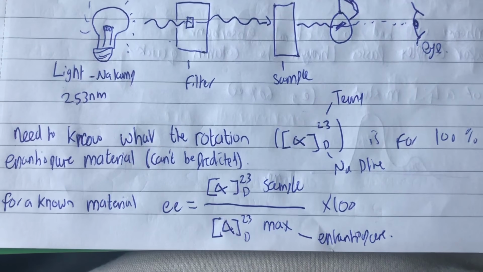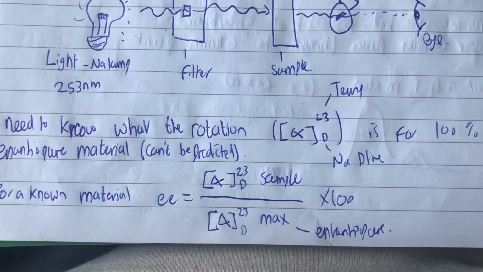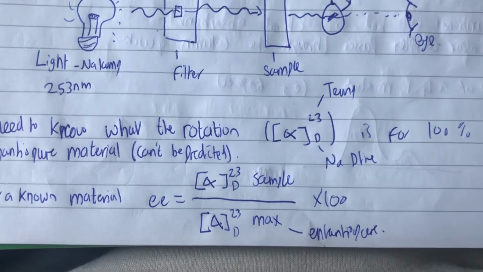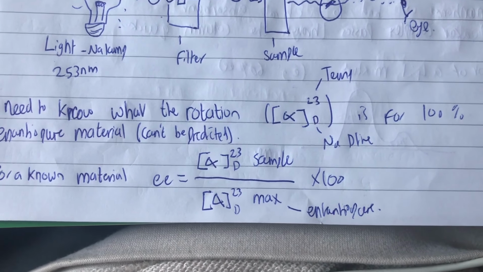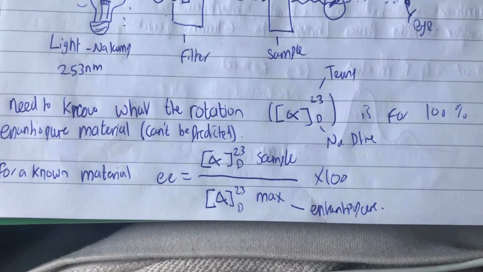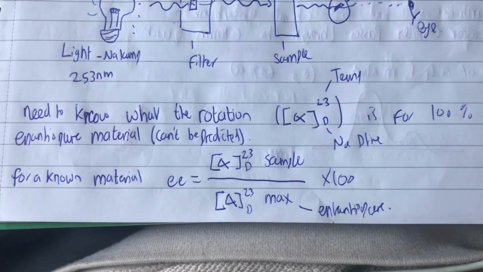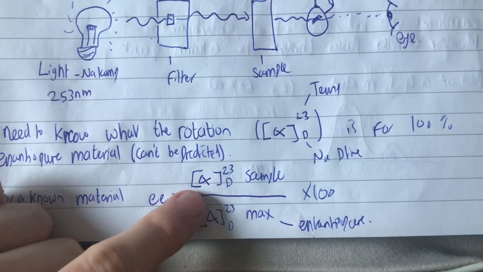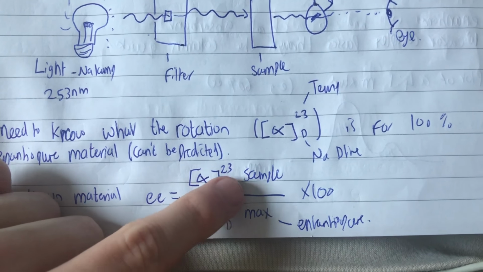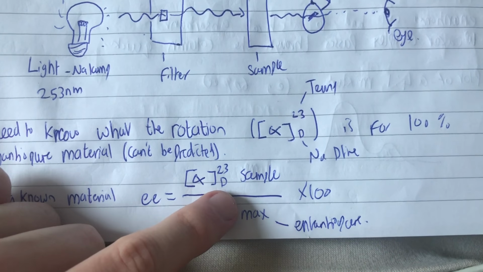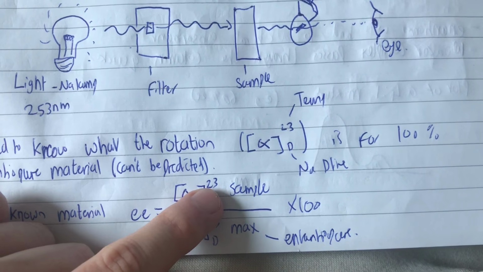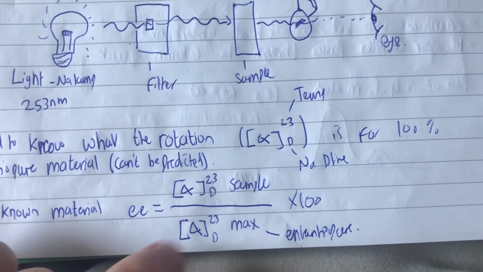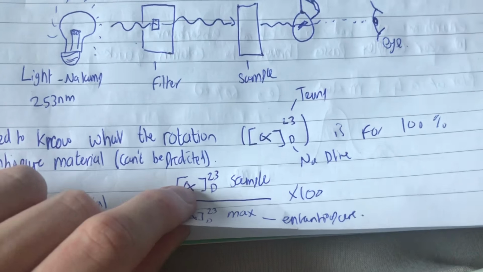So unfortunately in this technique we need to know what the rotation of the pure material is, which obviously can't be predicted, so we need to know that before we do this experiment. Sometimes we won't be able to know, but for a known material we measure the angle, and then using these conditions, which is the sodium D line here and the temperature, we divide that by the enantiomerically pure sample and then times it by 100 to get the percentage.